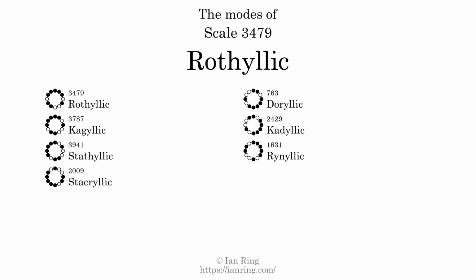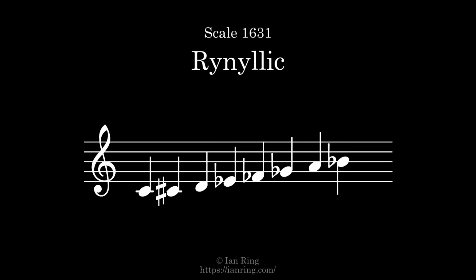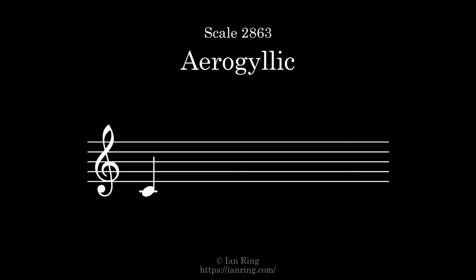The seventh mode is scale 1631, also known as Rothyllic. It sounds like this. The eighth and last mode is scale 2863, also known as Rothyllic. It sounds like this.